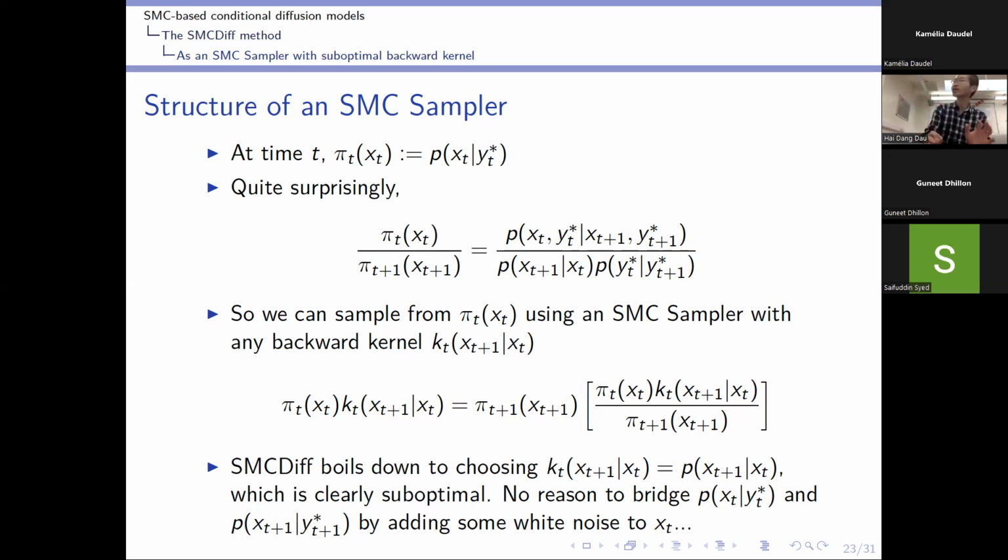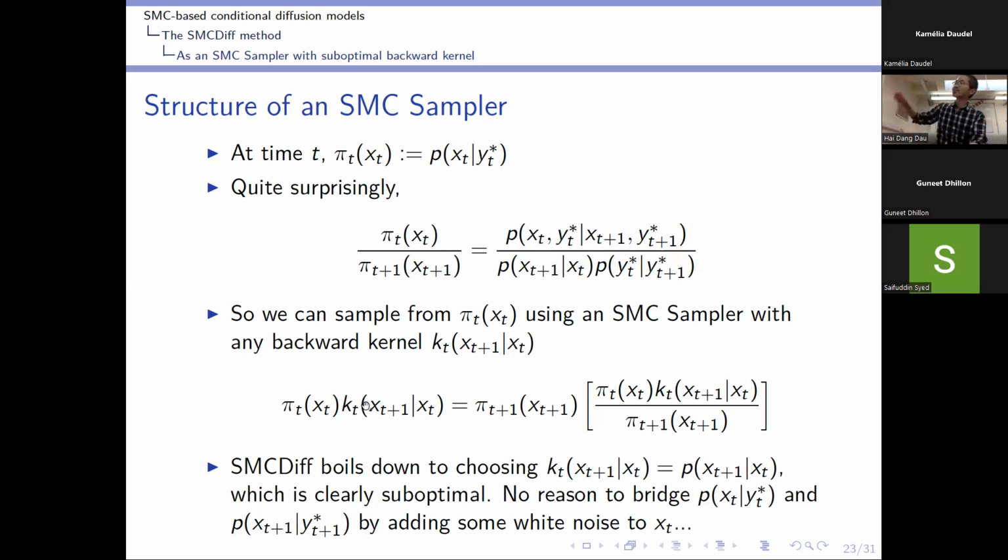with any backward kernel Kt(xt+1 | xt). Normally this thing is forward in time, but because we are sampling backwards, it's a backward kernel. So this is your target distribution. You start from πt+1(xt+1), and then you propose xt and reweight it somehow so that you get this term in the end. And then you see the cancellation here, and at the end, you get the distribution that you want.